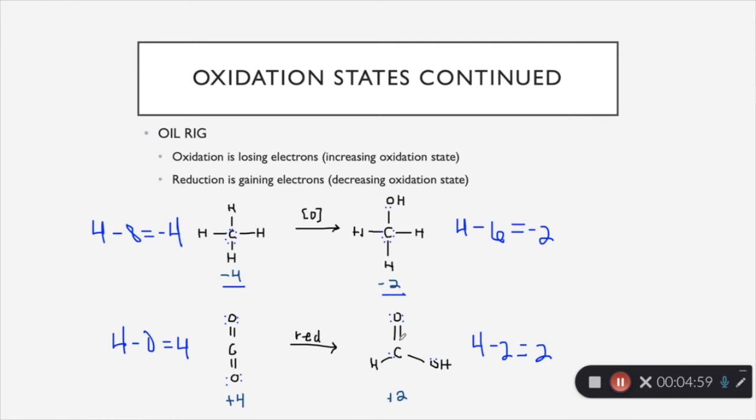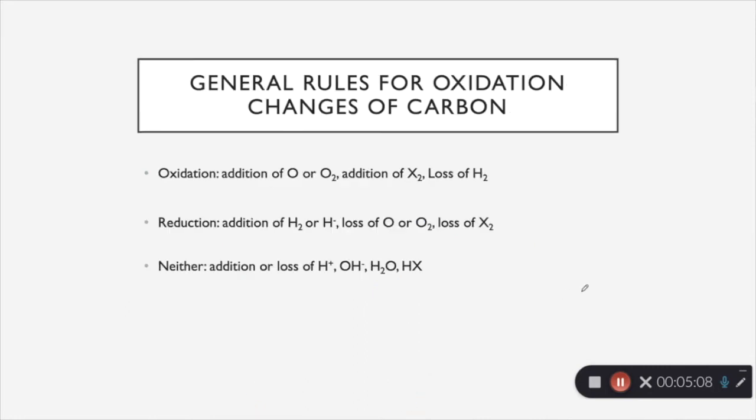So reduction is gaining electrons, so this carbon gained electrons, and in the process, the oxidation state went from 4 to 2. So the actual oxidation state decreased.